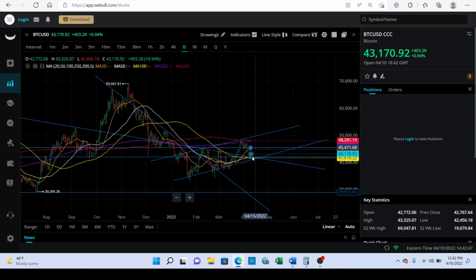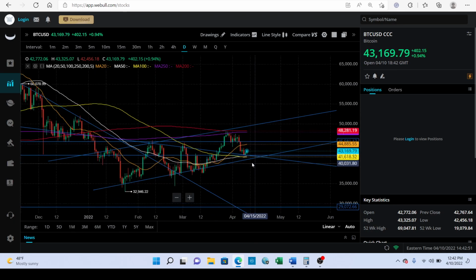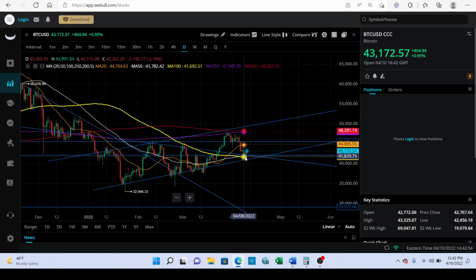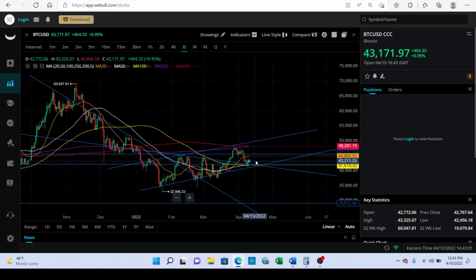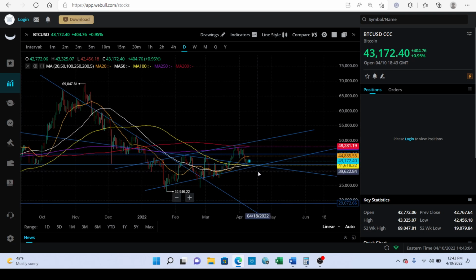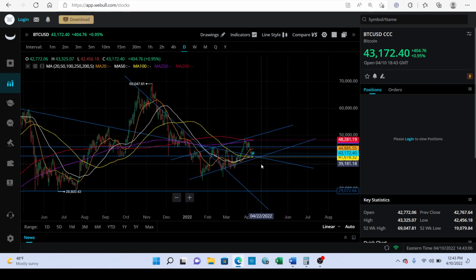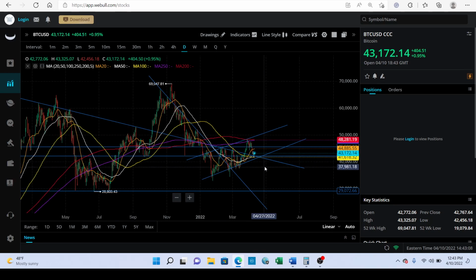Now, the bear case is if we break underneath this 50-day moving average, which is starting to intermingle with the 100-day moving average. So we could easily break below both of these. If we break below both of these and we fall below this trend channel, well then, let's see. I'm going to have to zoom out here to see where we could potentially fall.